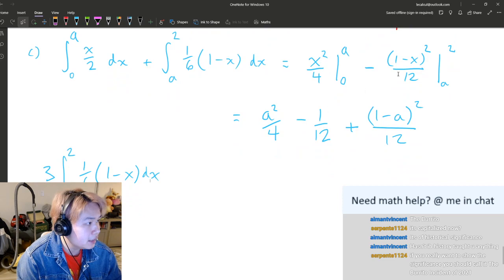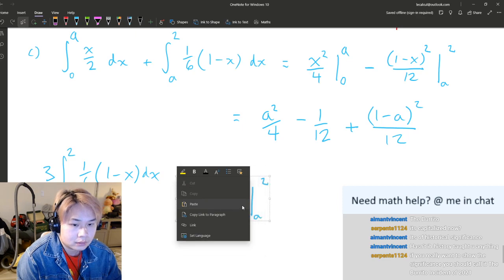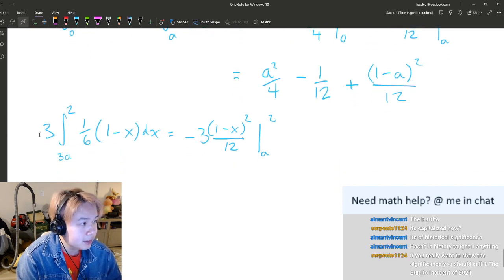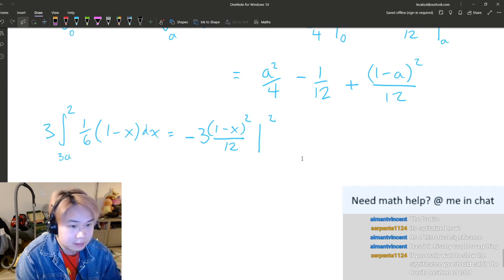And then, of course, I know this integral already, it's right here. Of course, there's a 3 now, from over here. And these boundaries are, this is 3a.